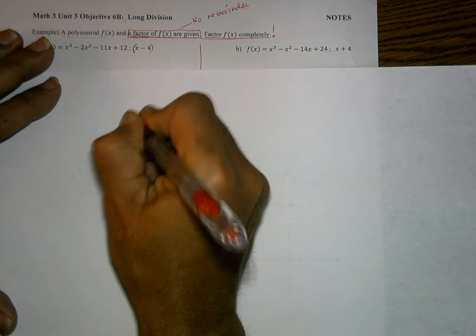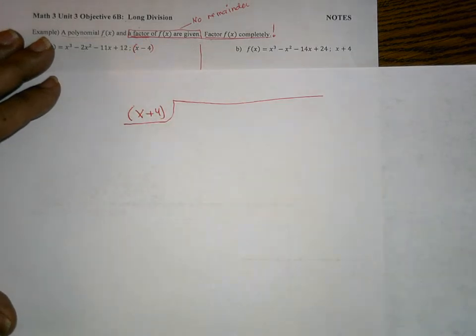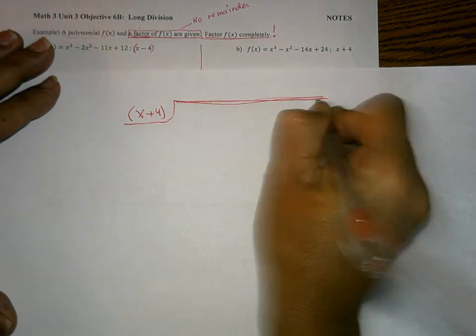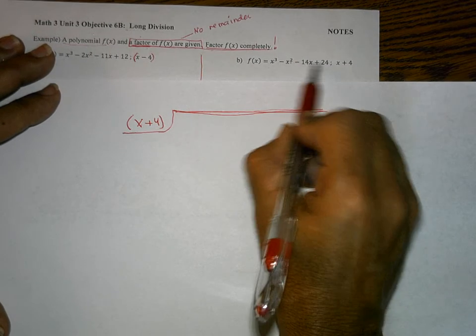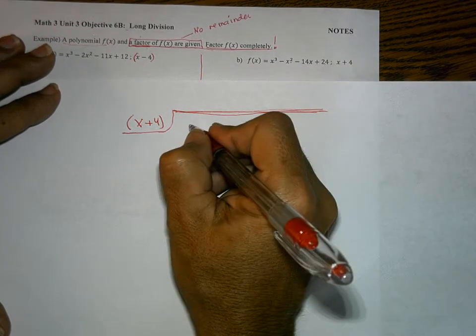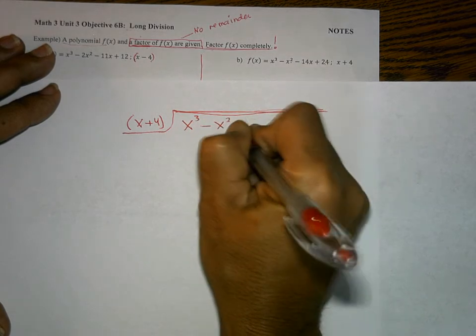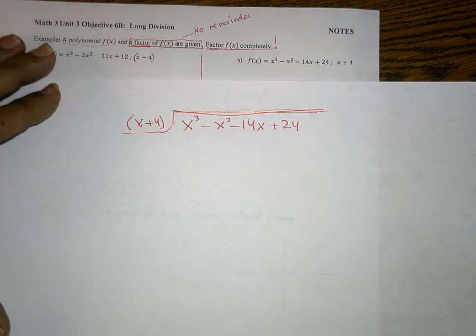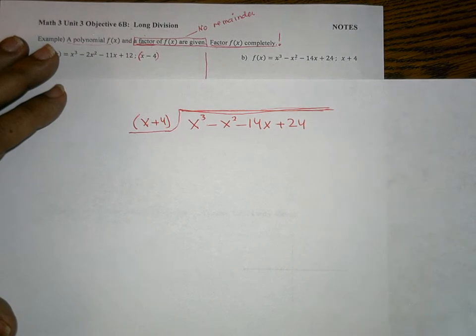The given factor for my binomial is x plus 4. Oops, that was a little crooked. It's okay. I'm going to make it work. There we go. All right, I have a cubic, squared, first power, constant. All powers are there, no tricks. So x cubed minus x squared minus 14x plus 24. Okay, I'm going to go a little faster this time because this is not new. If you're still confused, go back to my video Objective 6a and watch it again.